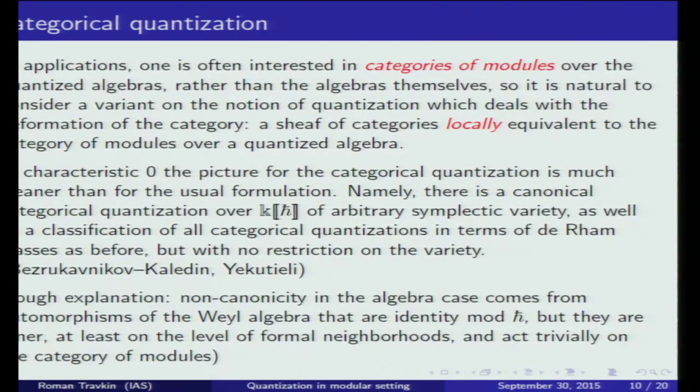A rough explanation is that the non-canonicity in the algebraic case comes from automorphisms of the Weyl algebra that are the identity modulo h bar, but they are inner, at least on the level of formal neighborhoods, and act trivially on the category of modules.